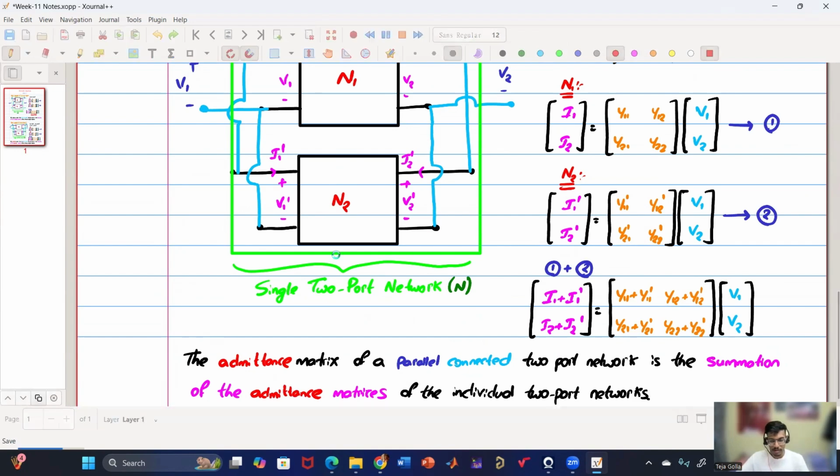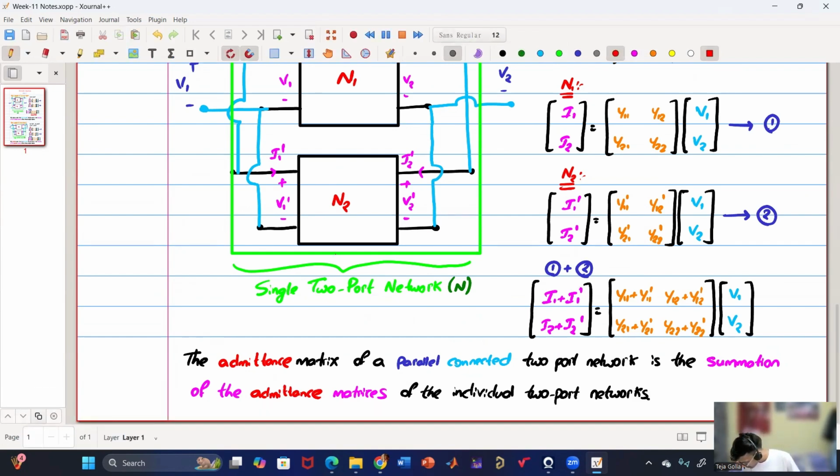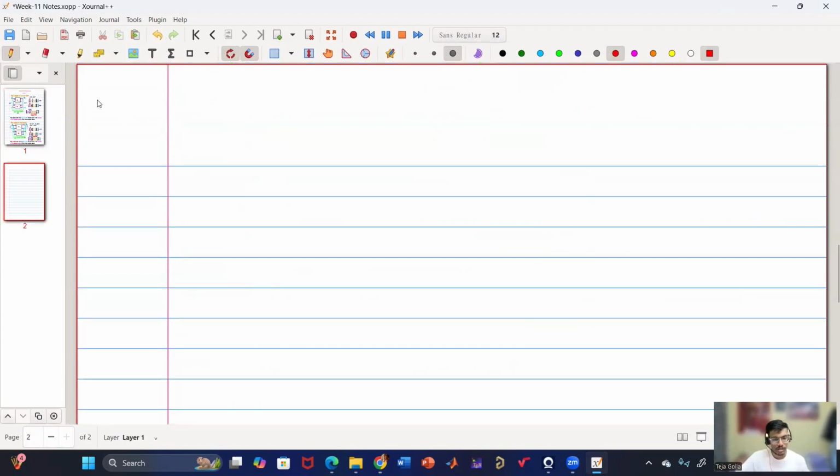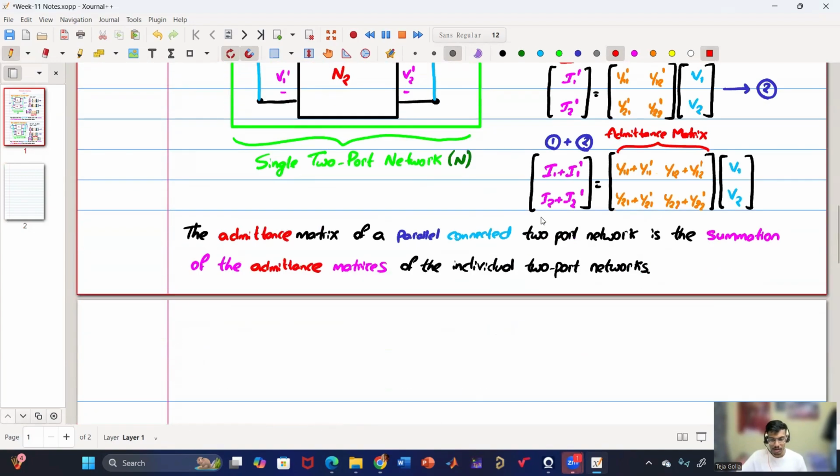Is this concept clear for everyone? And this is our admittance matrix. Is the concept clear for the series connection, how we get the net matrix, and for the parallel connection, how we get the overall matrix? Any doubts until this point, anyone, before we proceed further? Okay, people are saying they are clear, no doubts.